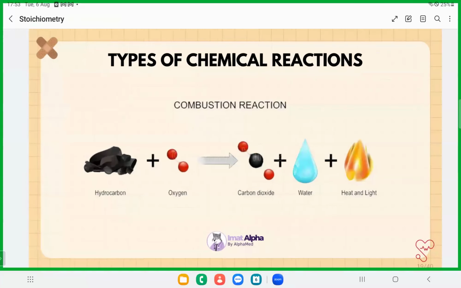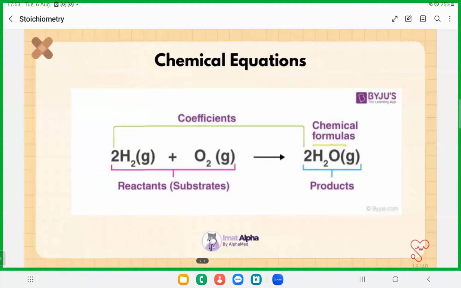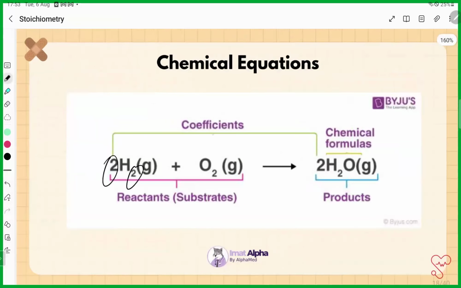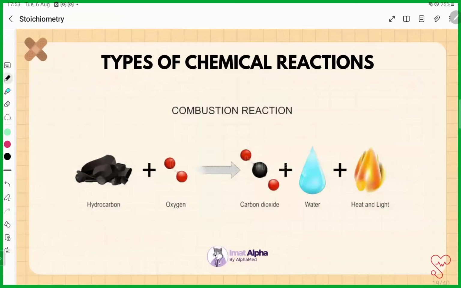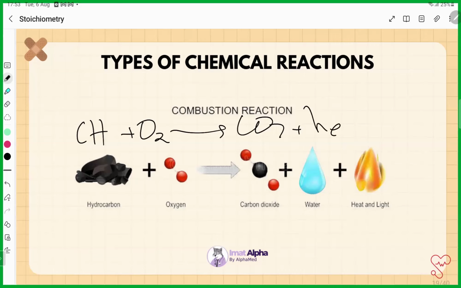Okay, let's see. Of course, you guys know about chemical equations. You all have the base. I'm not going to explain these things because they're super basic, like the reactants and the products. Of course, you know about them. You know that these are coefficients, these are subscripts, and whatever. A combustion reaction is where you always combust a hydrocarbon with oxygen, giving carbon dioxide, heat, plus water.